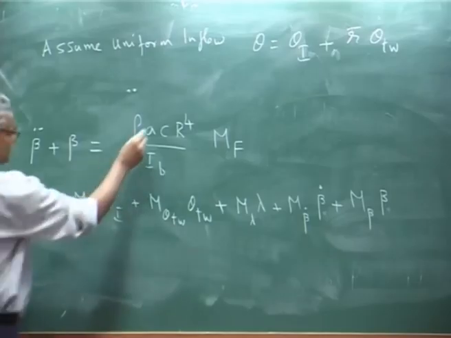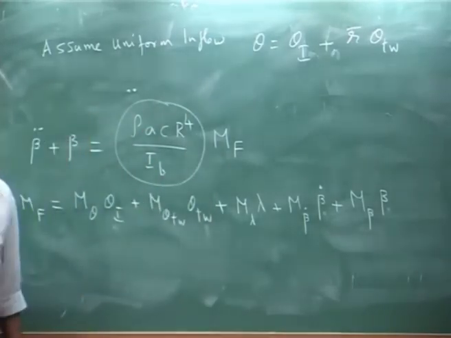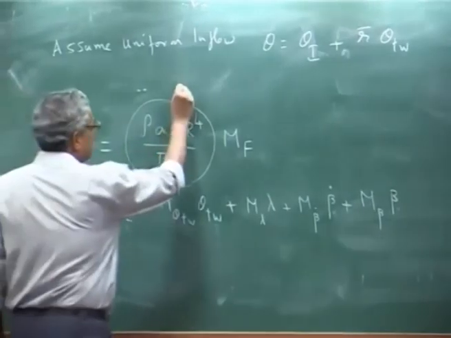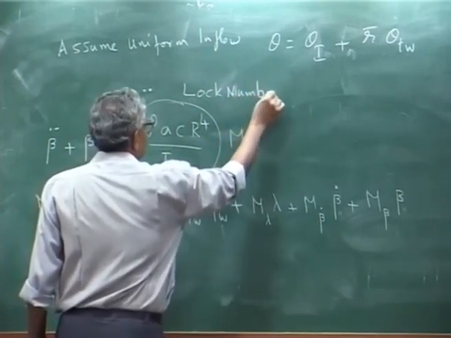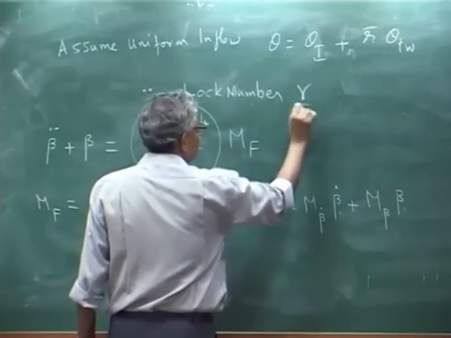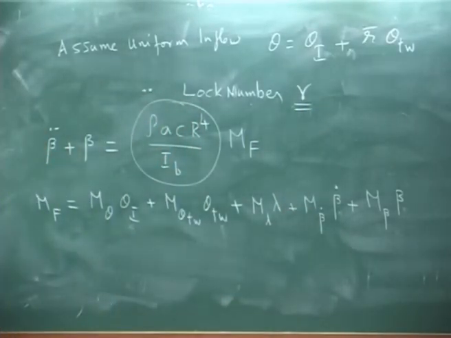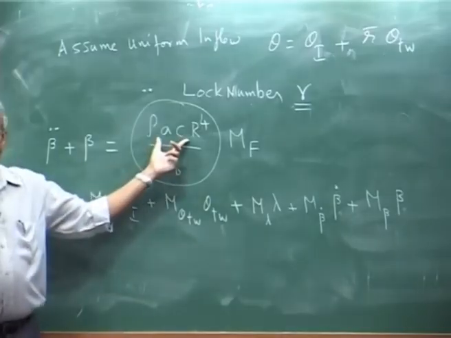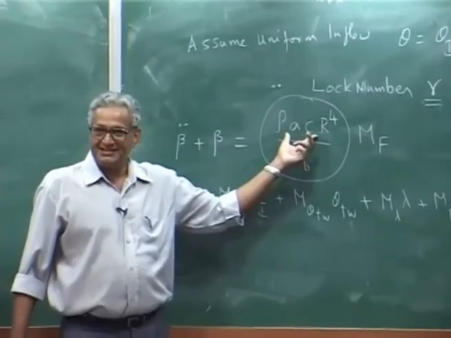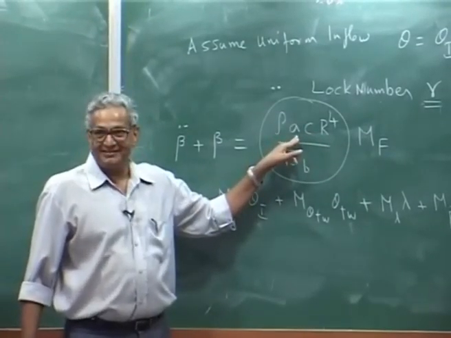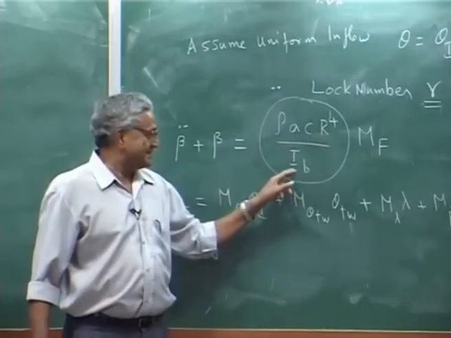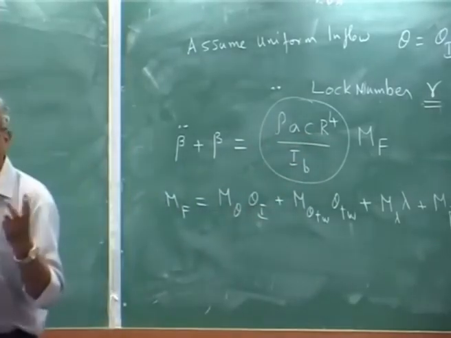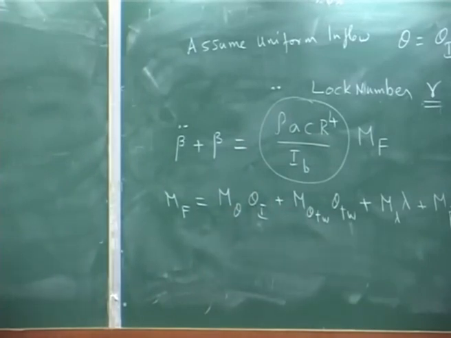I am going to call this number, which is a non-dimensional number, the Lock number, and the symbol is gamma. This is the aerodynamics, because rho a is the lift curve slope, density of air. So this is aerodynamics, this is inertia. So this term, Lock number, represents the ratio of aerodynamic force to inertial force of the blade.